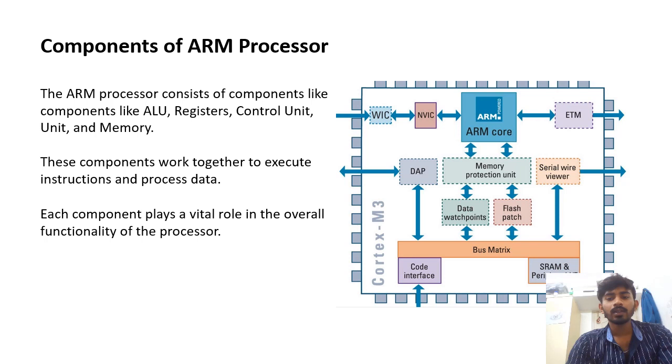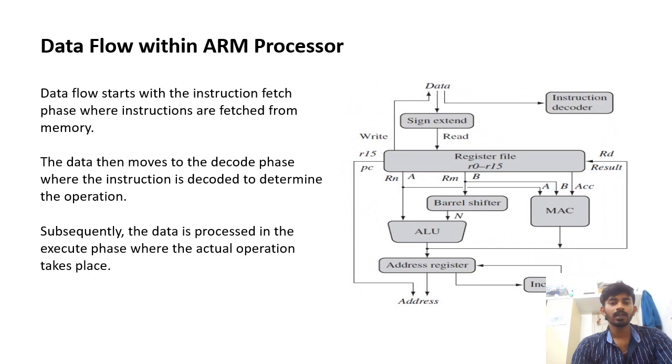This is the flowchart. It contains the memory protection unit, data watchpoints, flash patch, and serial wire viewer. In this slide, we are going to learn about data flow within the ARM processor.